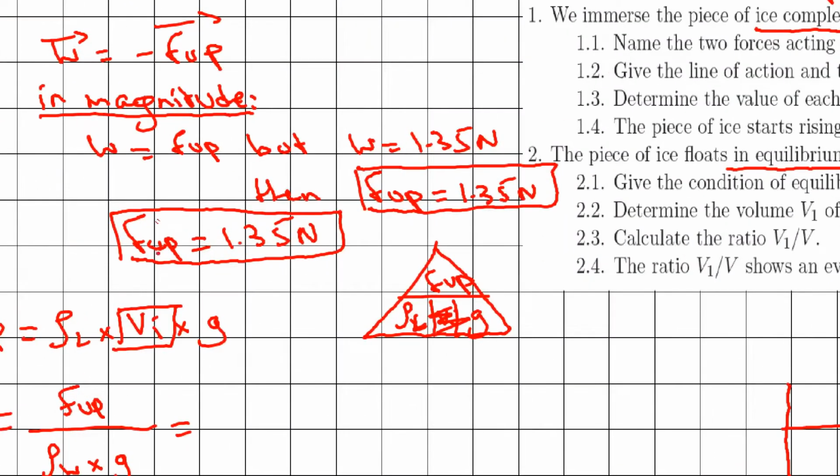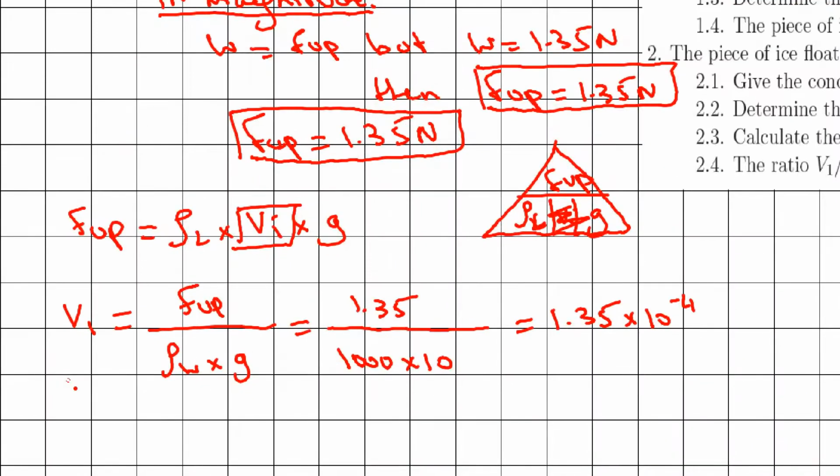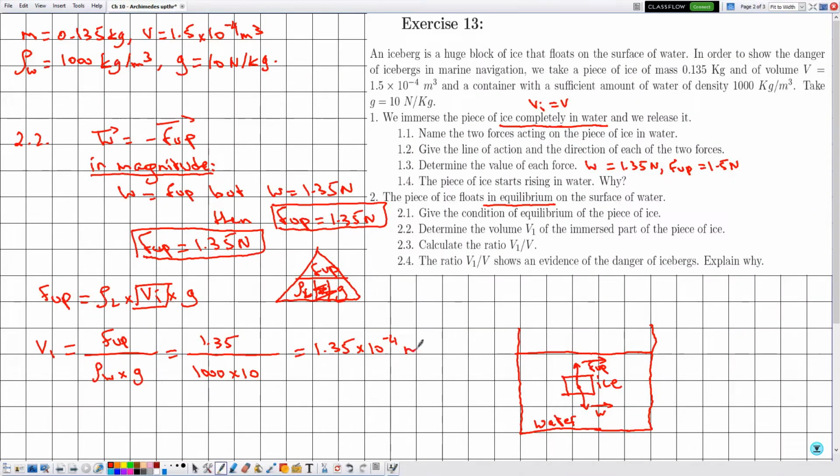The new value of F upthrust is 1.35, divided by the density of water, which is given by 1000, multiplied by G. So the volume of the immersed part after plugging this fraction on the calculator is given by 1.35 times 10 to the power minus 4. Since everything is expressed in SI, the volume V1 will be in SI, which is meter cube. So the volume V1 is given by 1.35 times 10 to the power minus 4 meter cube.